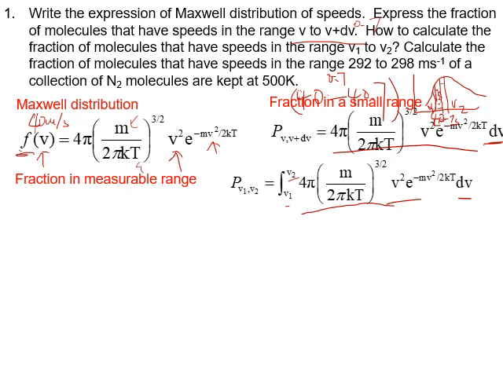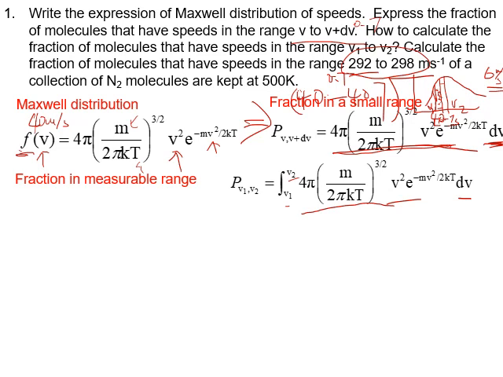So next, calculate the fraction of molecules that have speed in the range 292 to 298. Now the range here is 6 meter per second, and the speed itself is 292 or 298. So the range is a small range, and therefore we can simplify and just use this equation. We can use the fraction at a point inside the range times the range delta v.